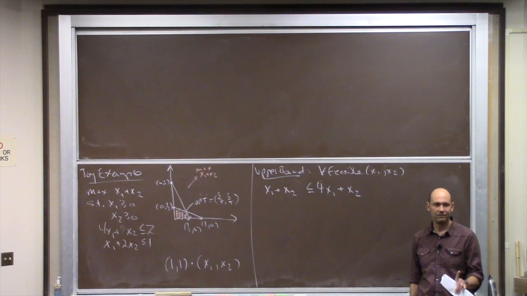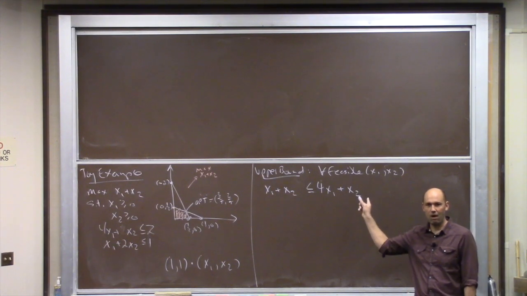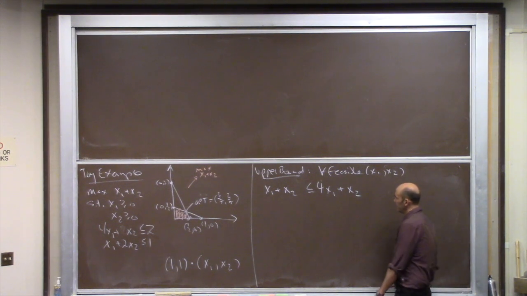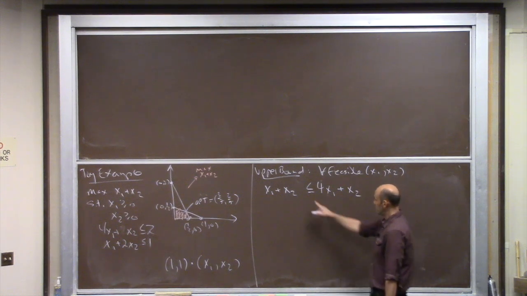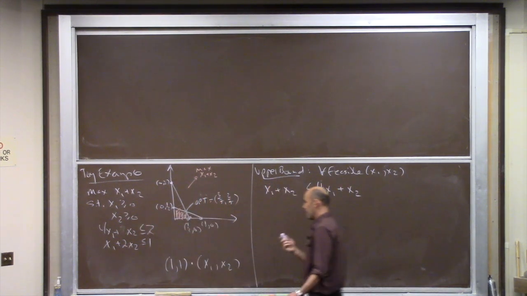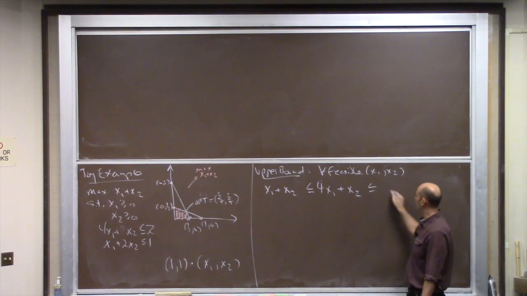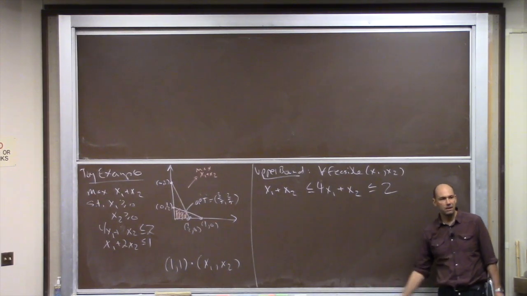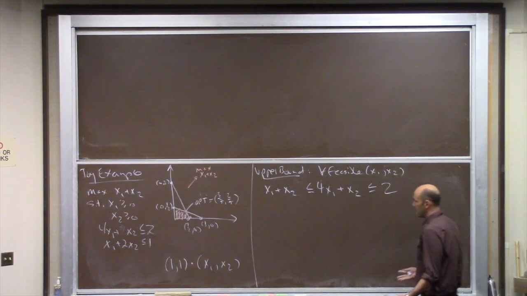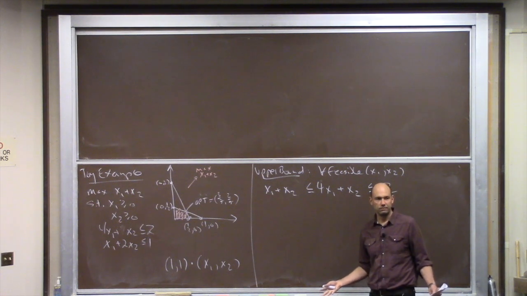x1's non-negative, right? If x1 was negative, this would be wrong. But with x1 non-negative, a bigger coefficient only makes it a bigger quantity. And so this is by the first constraint. And now using the third constraint, just by definition of feasible, we find that it can't be bigger than 2. So this is an obvious argument that whatever the optimal solution to this linear program is, it's not going to be bigger than 2. Okay? Everyone clear? All right.